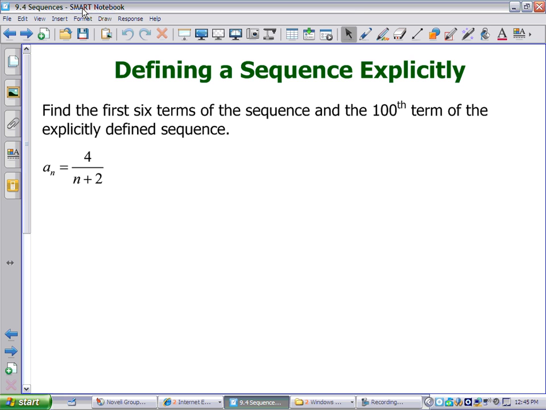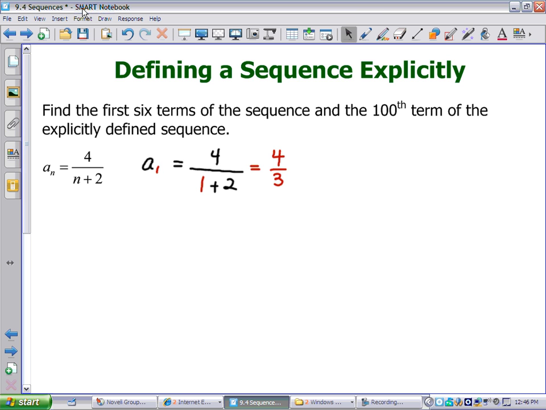So here we have a sequence that says a sub n equals 4 over n plus 2. So if I look at this, each time I'm going to plug in a number for n. Okay, so the first time I'm going to plug in 1 for n, which means over on the right-hand side of the equation, I'm going to plug in 1 for n. If I work out the right-hand side of the equation, that works out to be 4 over 3.